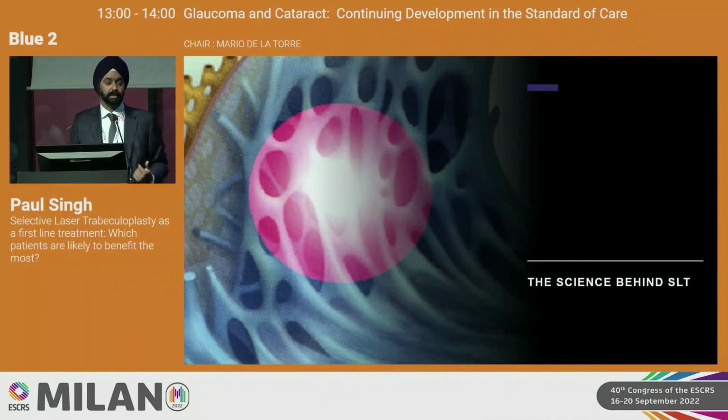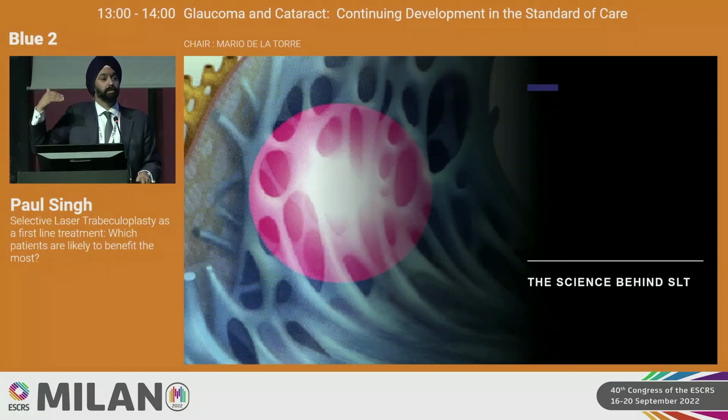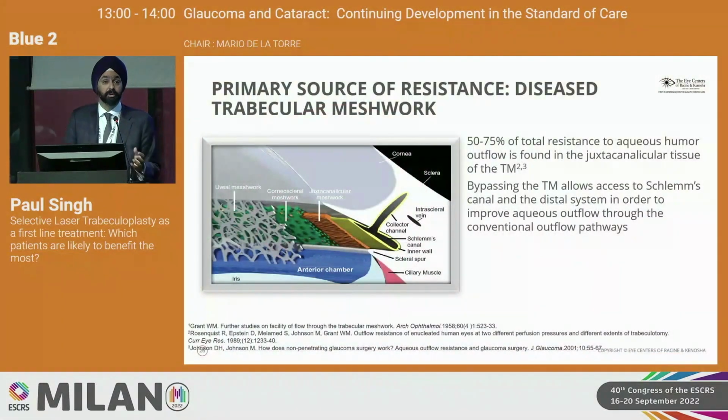So here comes SLT, and this is why, to me, SLT as a first line for a large number of our patients makes the most sense. It's the most physiologic way of approaching glaucoma. What is glaucoma? A disease of the trabecular meshwork, right? We do know 50% or 70% of our patients, the primary cause of resistance is at the level of the trabecular meshwork. We also have canal collapse, and we also have distal channels atrophying as well. But if primary it's TM, let's address the pathology.